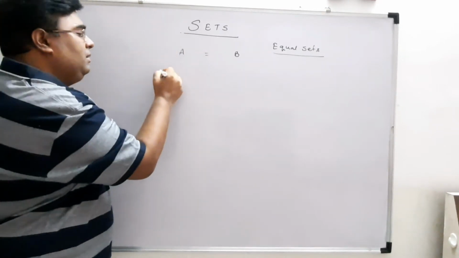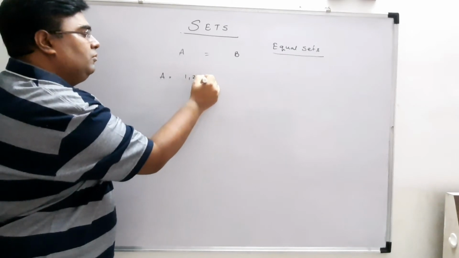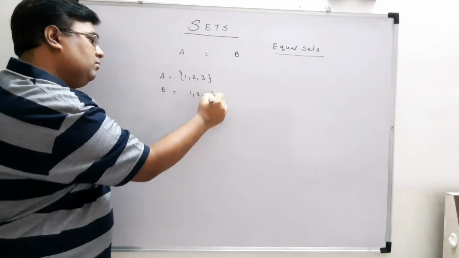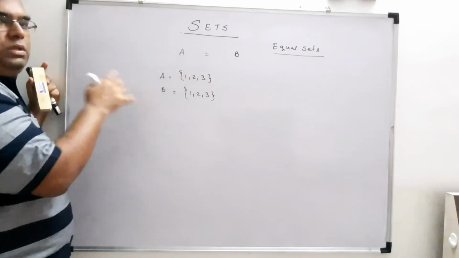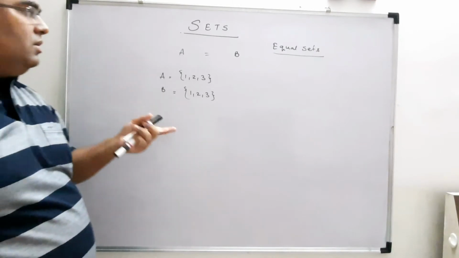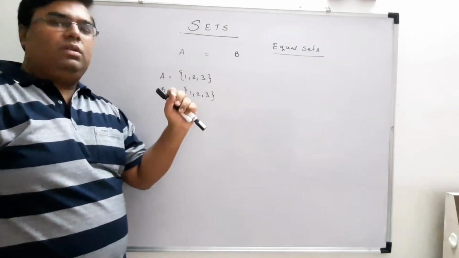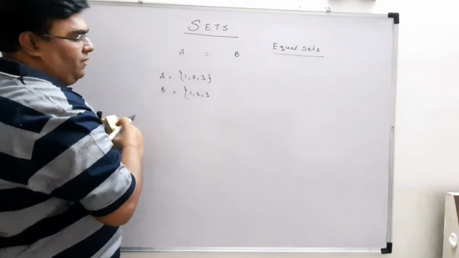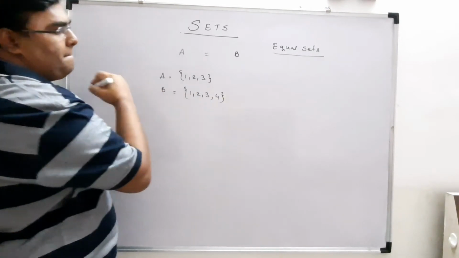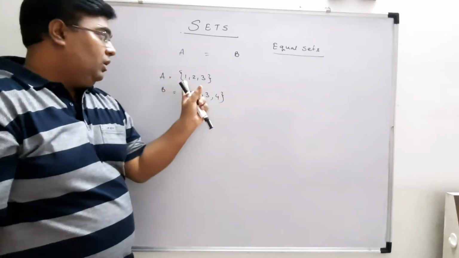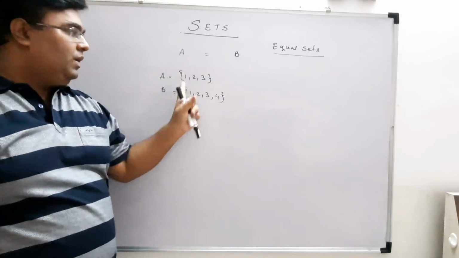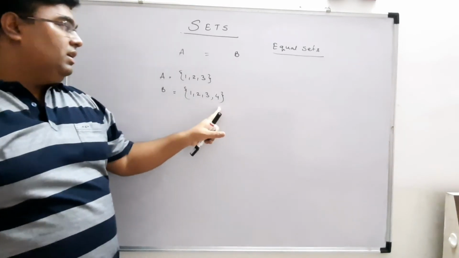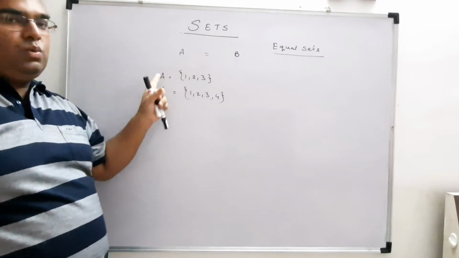Let us take an example. Suppose A is 1, 2, 3, and B is 1, 2, 3. Then these two sets are called as equal sets. Why? Because here also 1, 2, 3 is there, here also 1, 2, 3 is there. If you change anything, then it will not be equal. Suppose if we write, right now, all the elements of A are in B also, 1, 2, 3, 1, 2, 3 here. But in B we have one extra element which is 4. It is not there in A. So we cannot call these two sets as equal sets.